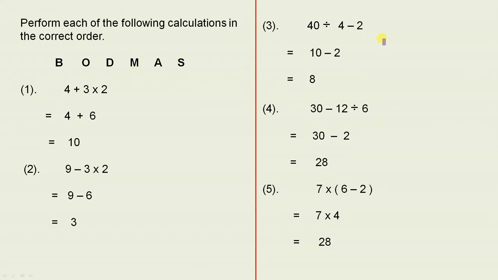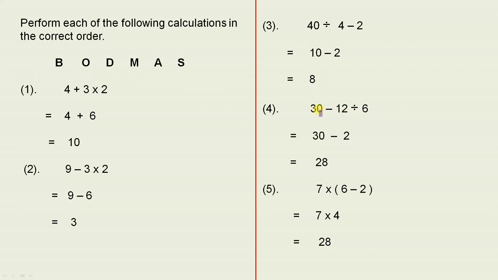Number 3, 40 divided by 4 minus 2. We have to do division first because division comes before subtraction. So 40 divided by 4 is 10. 10 minus 2 is 8.